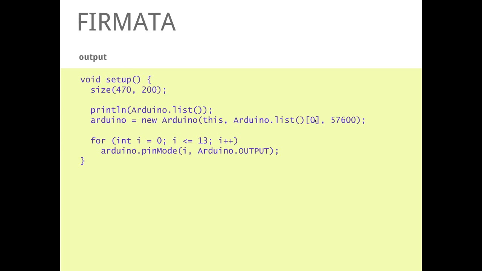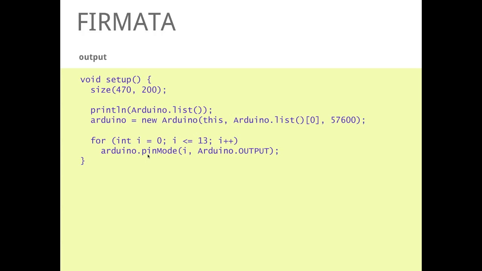On a Mac it's quite easy, it's always 0. On a PC it's actually the last COM port. So if you take a look at the output Arduino list, then you can see which entry equals your Arduino board, and you just can change the number here. And the connection speed, if you remember, we had the serial 9600. Here we have 57,600, so that's much faster communication speed.